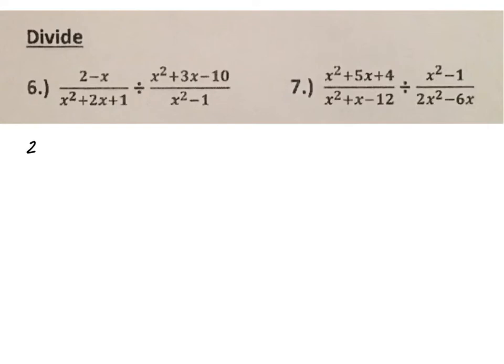So 2 minus x over x squared plus 2x plus 1 times x squared minus 1 over x squared plus 3x minus 10. So now that we have this, we can simplify things. So we'll just kind of see what's here.